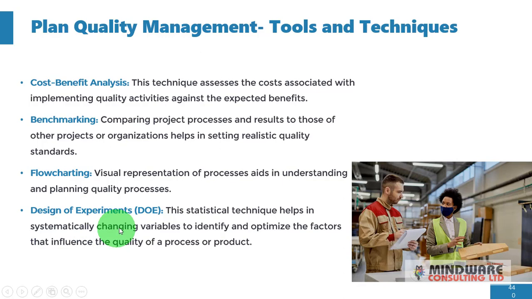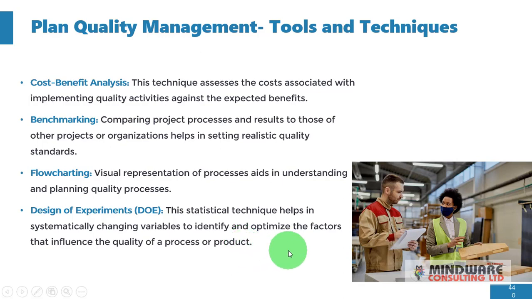Design of experiments, DOE. This statistical technique helps in systematically changing variables to identify and optimize the factors that influence the quality of a process or product. So DOE is actually a statistical technique, and it helps you as a project manager to systematically change the different variables in order to identify and optimize the factors that influence the quality of a process or a product.